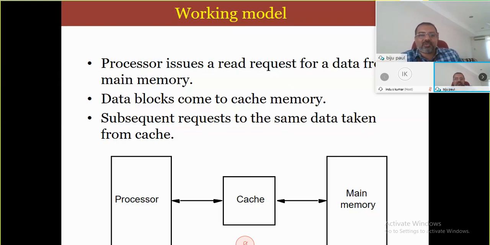When the processor requests data from the main memory, that data may or may not be there in the cache memory. We will see in detail in the coming slides. If it is there in the cache memory, the processor accesses the data at very high speed. If it is not there, let's see what happens in the coming slides.